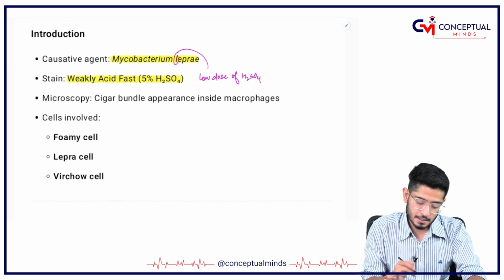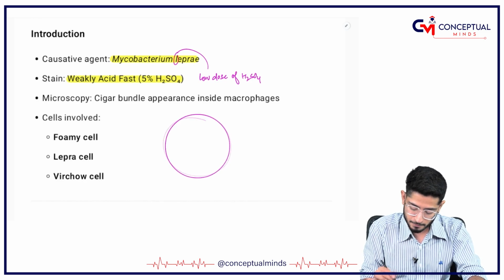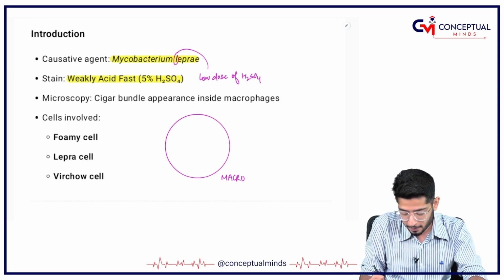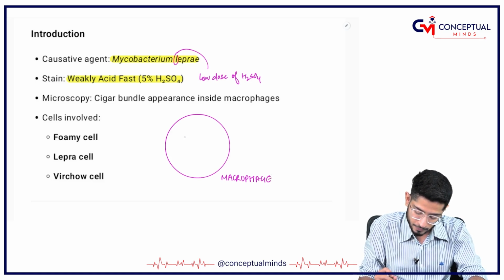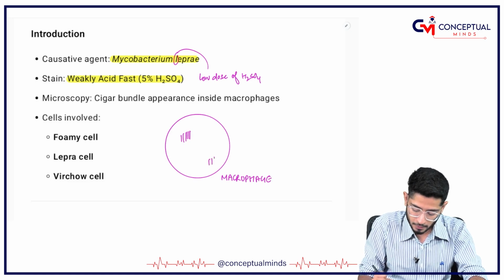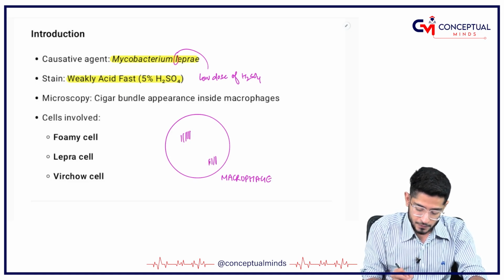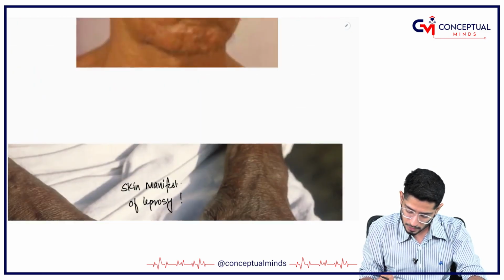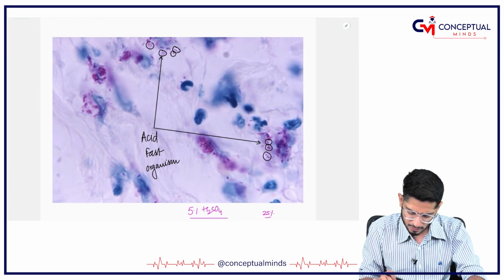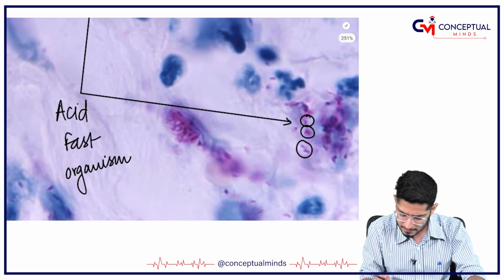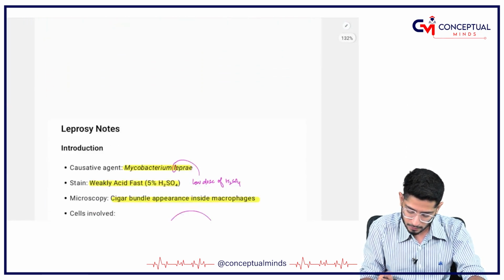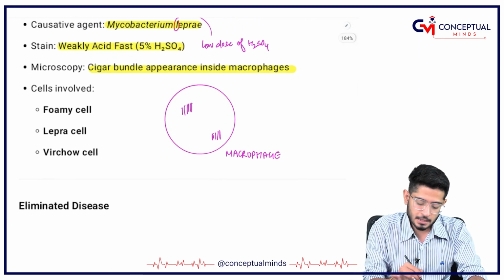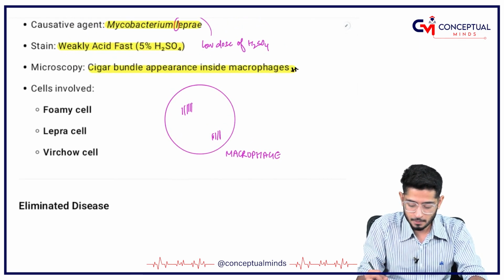Whenever you see it in microscopy, you will see macrophages, and how it will appear to you is just like a cigar bundle. A bundle of cigars. So, cigar bundle appearance inside the macrophage. It is not very clearly visible in this picture, slightly visible here if you can see, so we will not look into this picture.